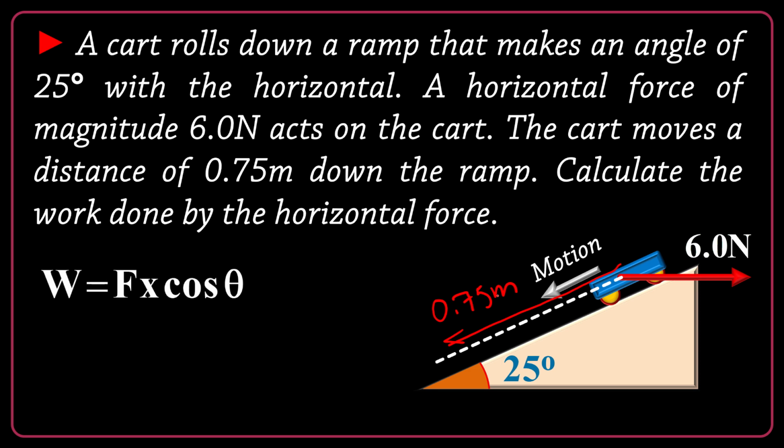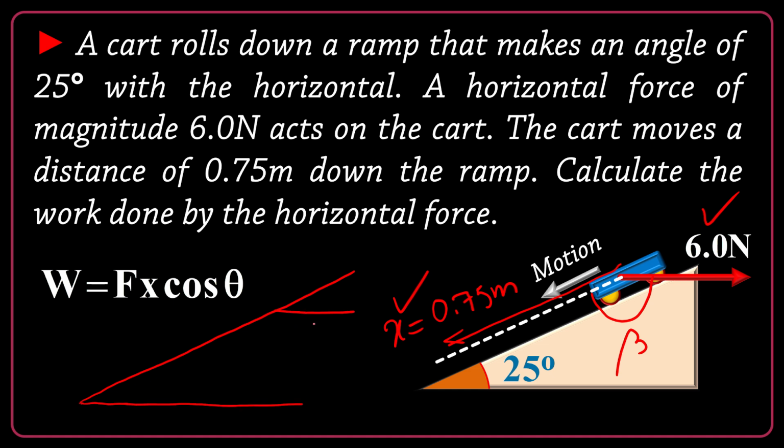Calculate the work done by the horizontal force. By definition, work is F x cosine of theta. Let's say this is x. I know the x, I know the force, but I don't know the angle. Let's find it. Let's say the angle is beta. If I draw a line parallel to the ramp and then a couple of horizontal lines, here it's 25. It must be 25, accordingly.